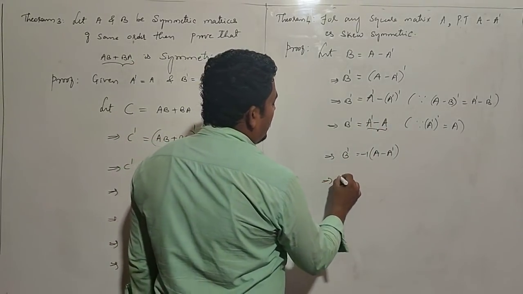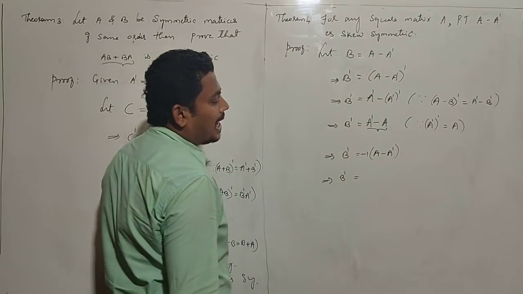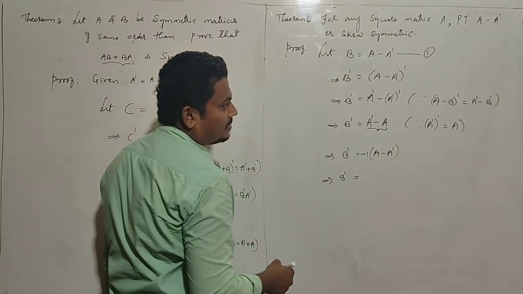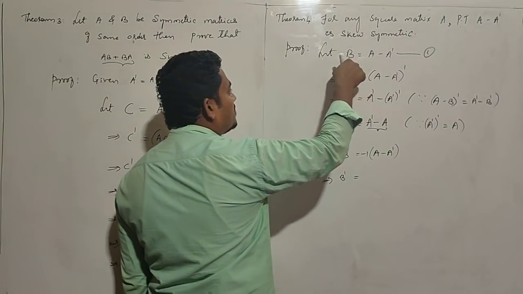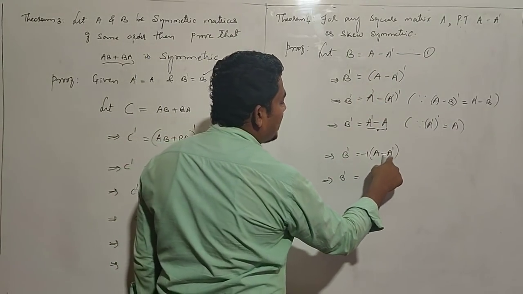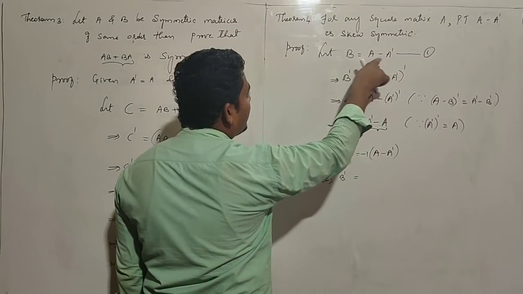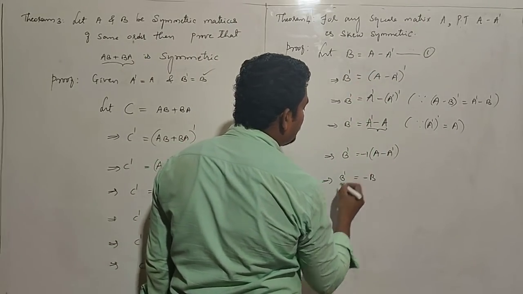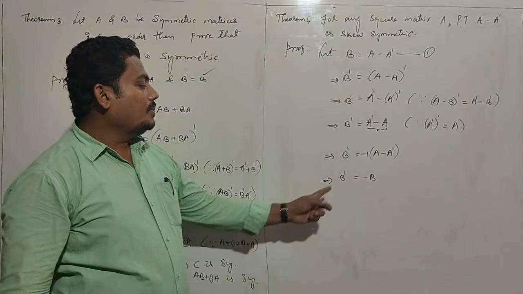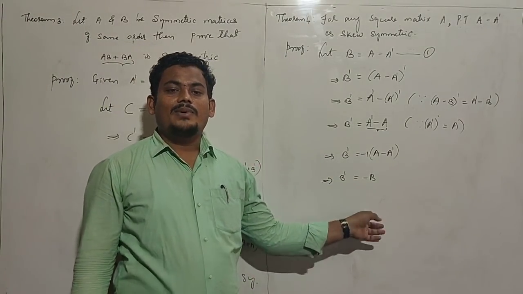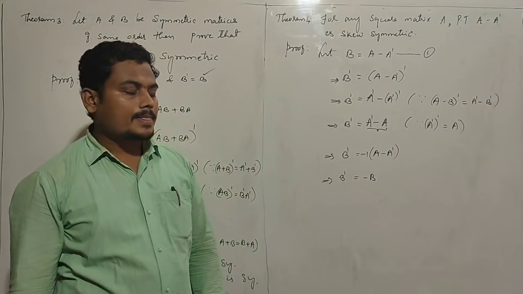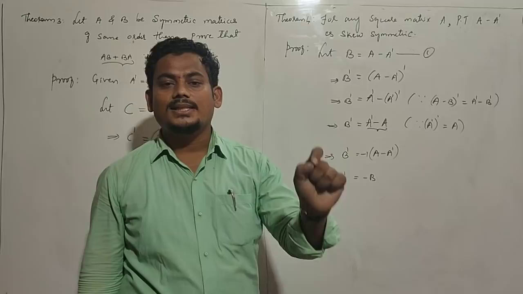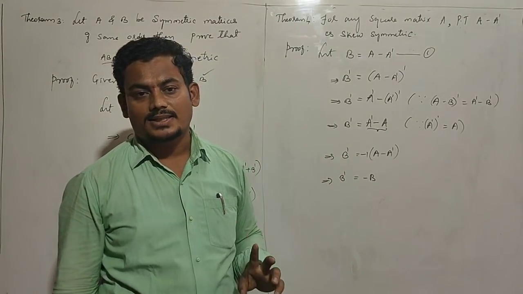Now B transpose equal to, now look at equation number 1 of our consideration. A minus A transpose means B. What is A minus A transpose? A minus A transpose is B only, minus negative sign remains as it is, this is B. Now B transpose equal to minus B, then what do you conclude about matrix B? B transpose equal to minus B means clearly B is a skew symmetric matrix.